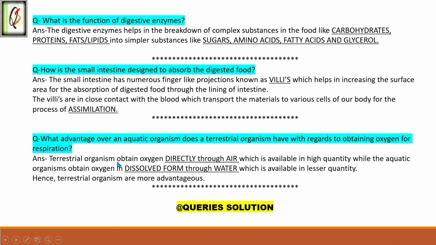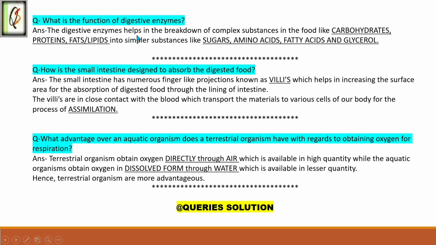Talking about the next question related to digestion. So, what does the question state? What is the function of digestive enzymes? Throughout the process of digestion, we have studied different enzymes which are secreted from different parts of the alimentary canal. So, this question is asking a general function of enzymes. Let us see what's the answer.